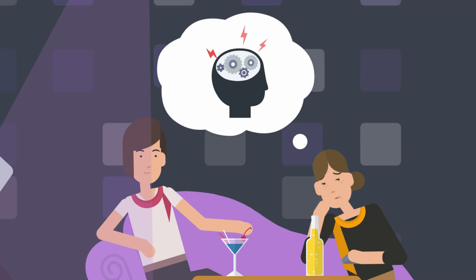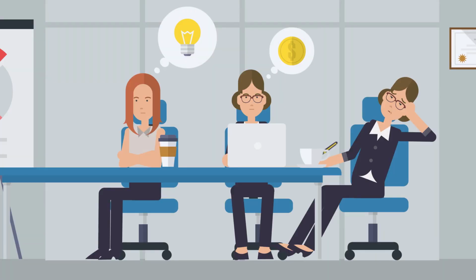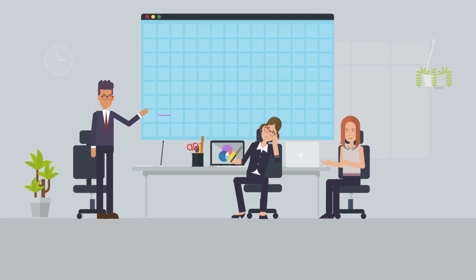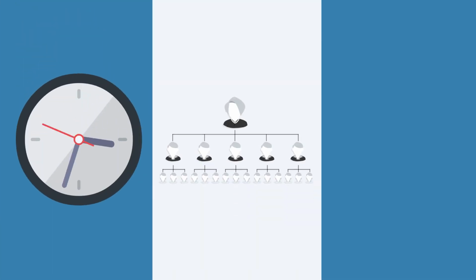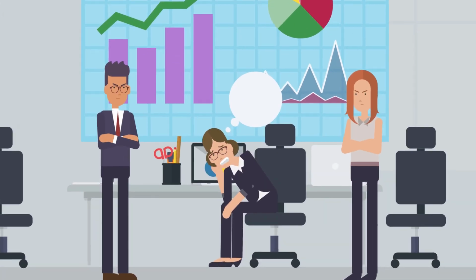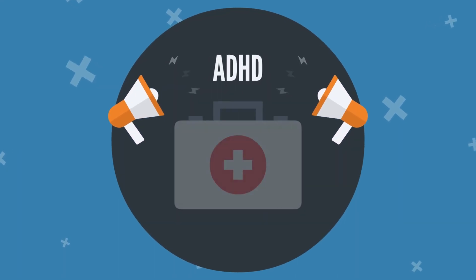ADHD is a chronic condition that can affect a person's daily life, relationships, and the ability to work or study. People with ADHD may have difficulty staying focused, finishing tasks, and following instructions. They may also have difficulty with time management, organization, and may have trouble with impulsivity, which can lead to problems with impulsivity and decision-making. The good news is that ADHD is treatable.